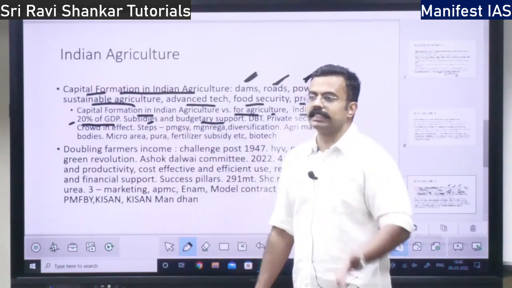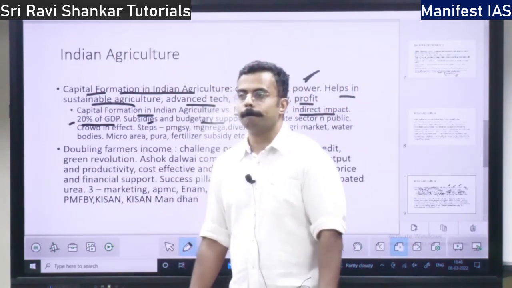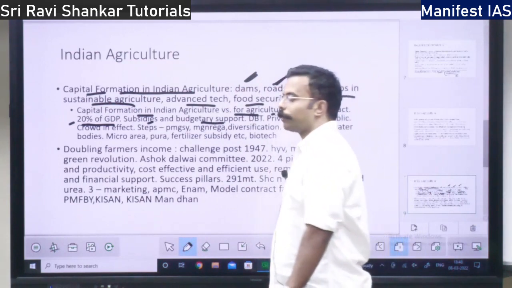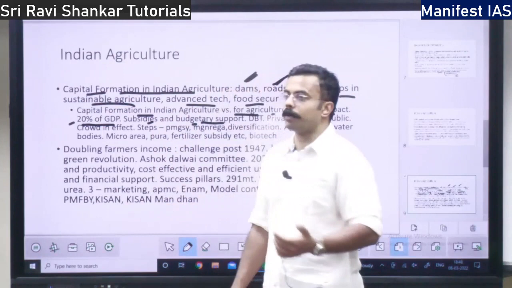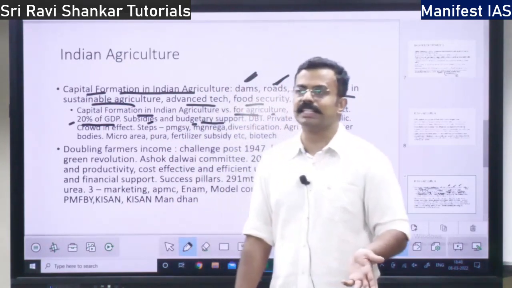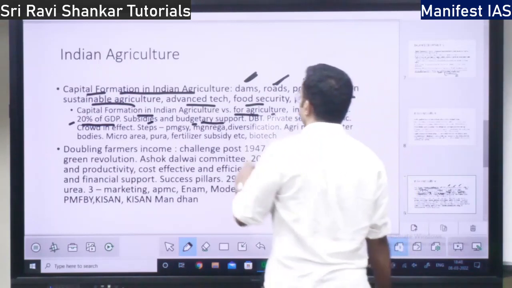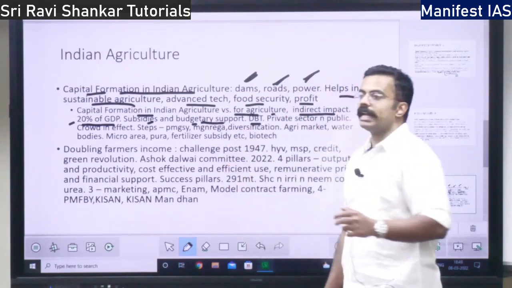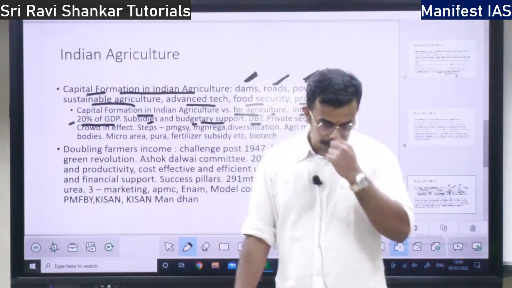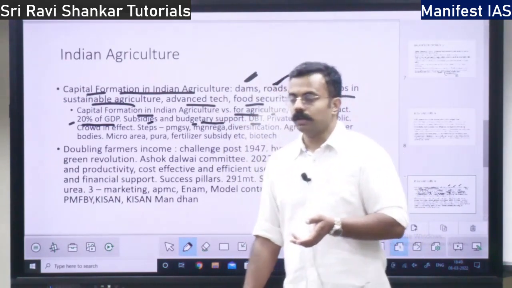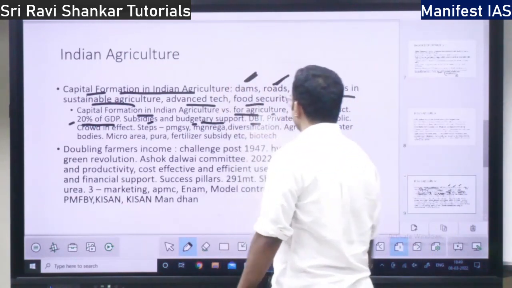Subsidies we are providing, right? Electricity subsidy, seed subsidy, fertilizer subsidy. So many subsidies we are providing. So, subsidies and budgetary support. Budgetary support, every year, this PM Kisan is a budgetary support. It comes out of the budget money. Then we are providing direct benefit transfer. PM Kisan: the 2000 will directly go to the bank account. That is direct benefit transfer.